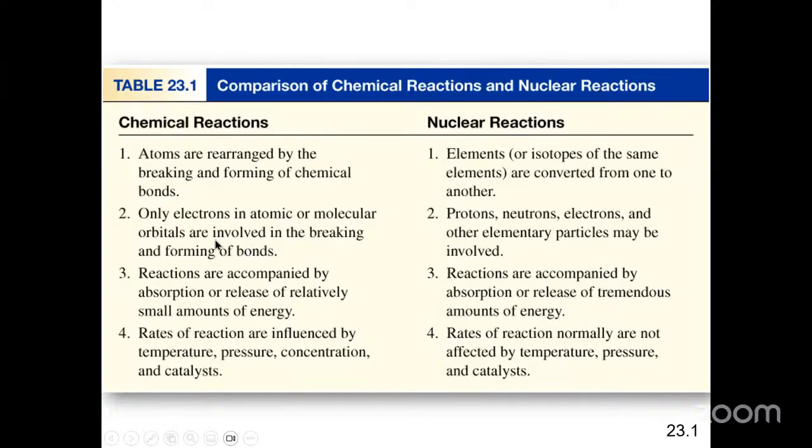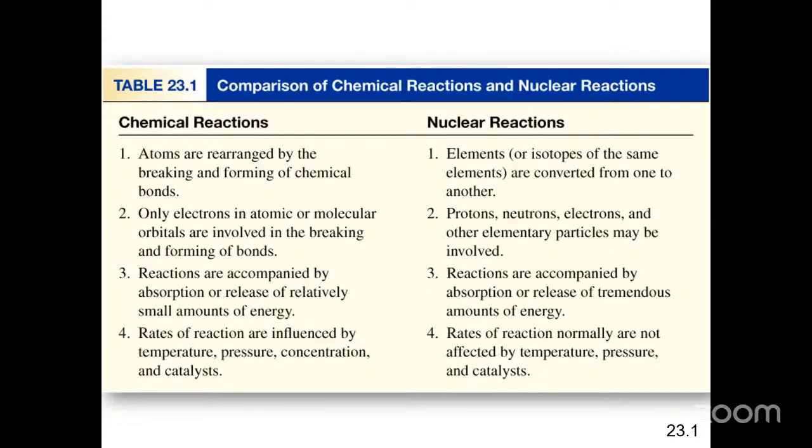The other difference is that in the case of chemical reactions, there'll be changes in the number of electrons in the molecular or atomic orbitals. In the case of nuclear reactions, there'll be changes in the number of protons, neutrons, and electrons and other elementary particles. In the case of chemical reactions, the amount of energy change that takes place is relatively small compared to what happens in nuclear reactions, right? So if you look at the same amount of reactants, nuclear reactions will generate or absorb a lot more energy compared to chemical reactions.